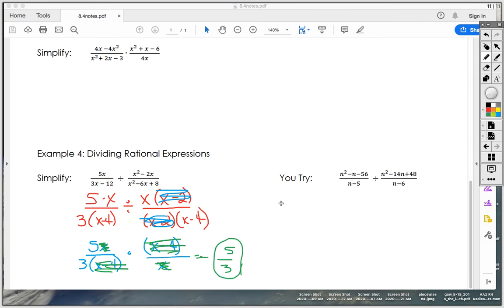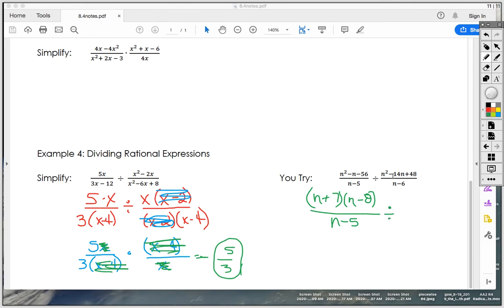Okay, so again, step 1 is to factor. So 56 is 7 times 8. It's going to be negative, so it's going to be a negative 8 and a positive 7. So we have n plus 7, and we have n minus 8 at the top. We have n minus 5 at the bottom. There's nothing here in the numerator or the denominator that can cancel each other out.